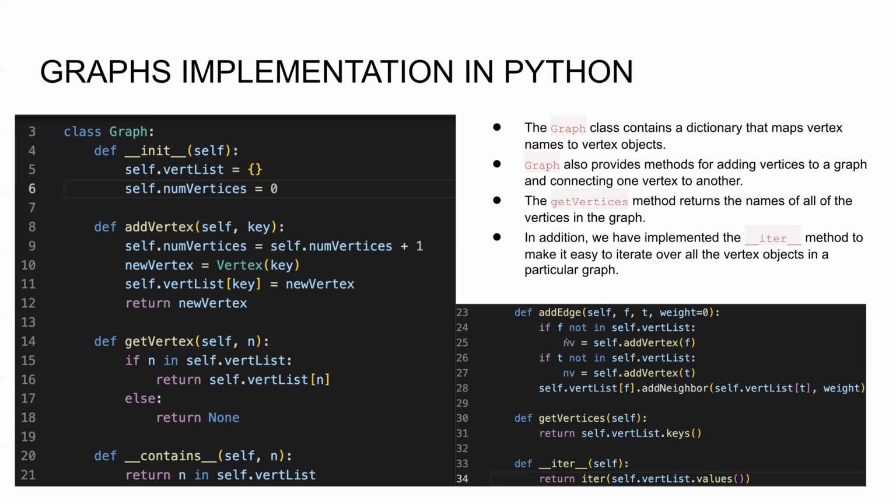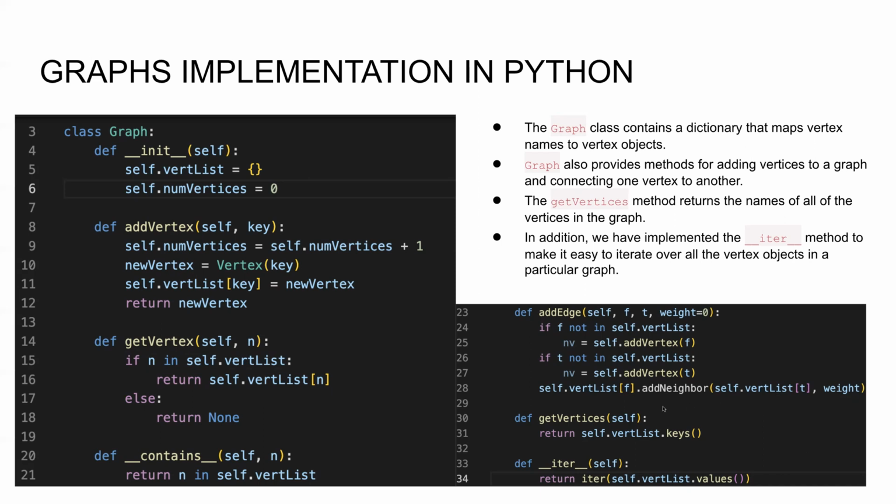Also, you can add edges to the graph, not only the nodes, because you may have two nodes that are not connected. If they're connected, like F and T, and any of them are not in the vertex set, you add them. After that, you can add the neighbors. Basically, F's neighbor is T. Right, so this is one way.